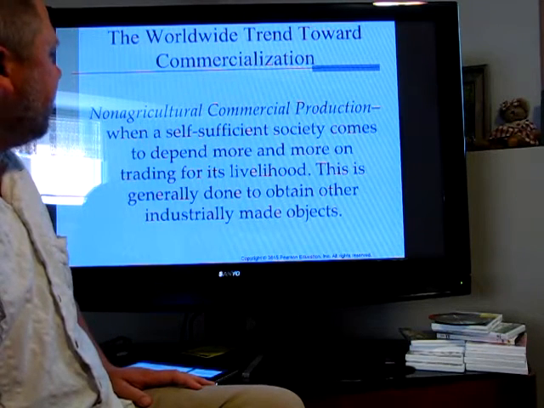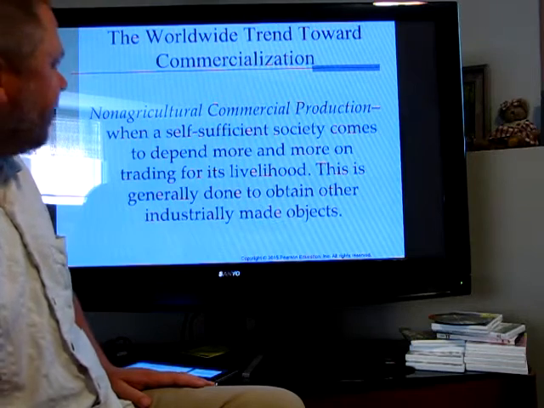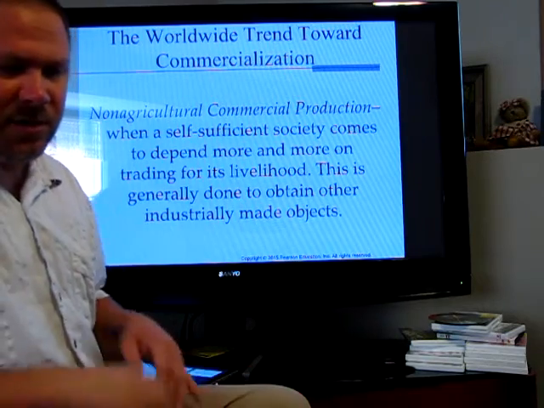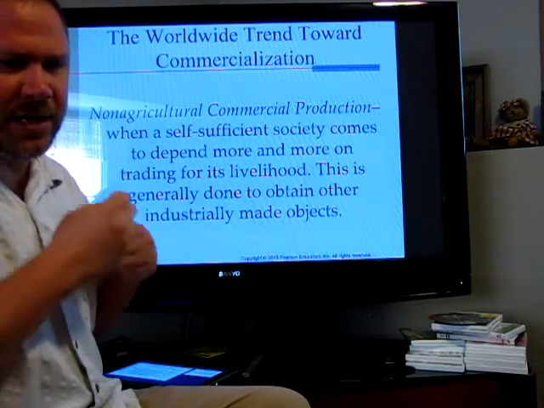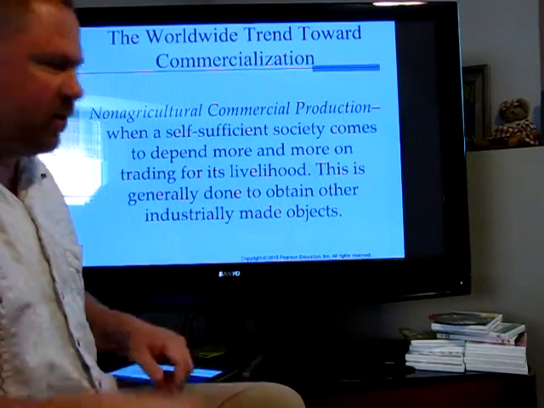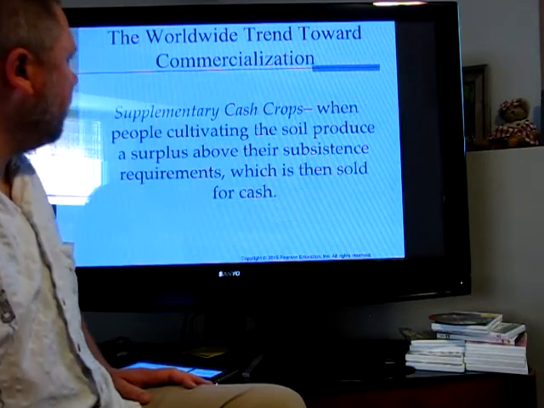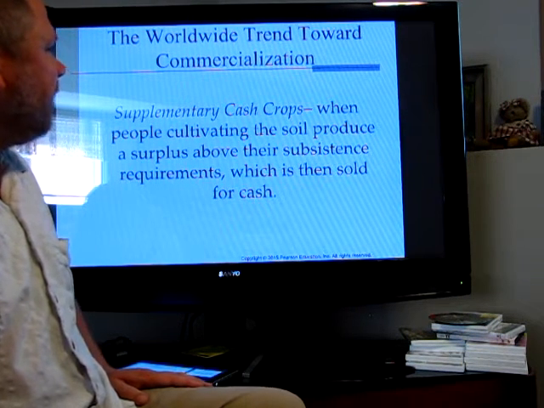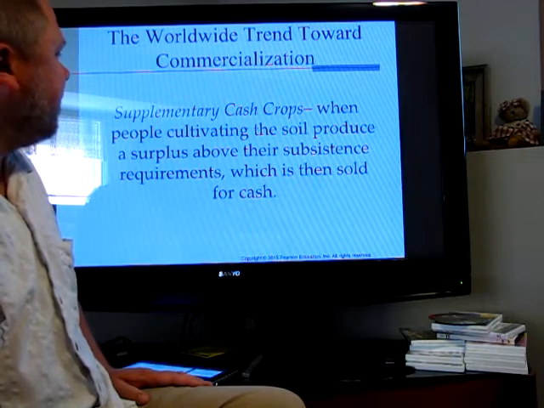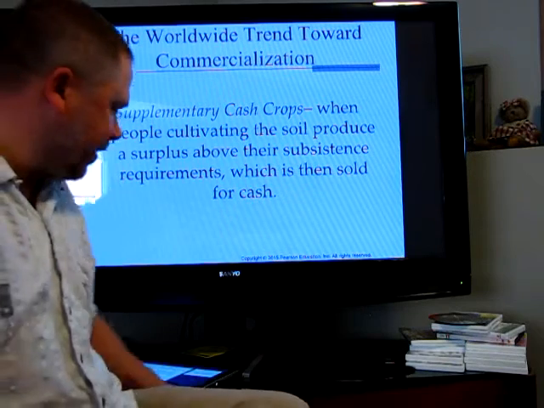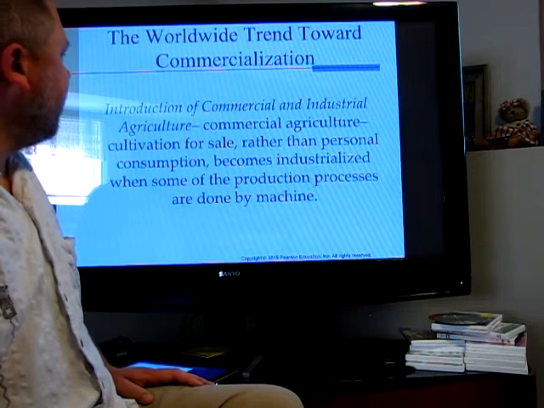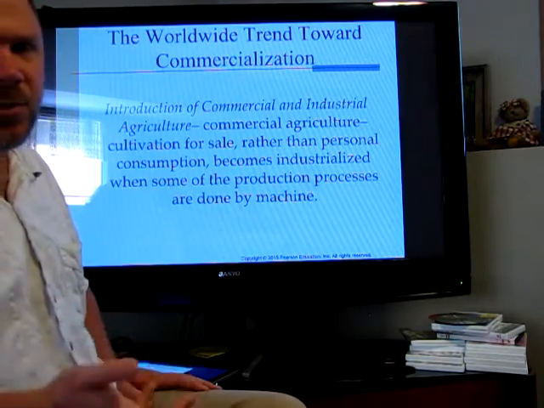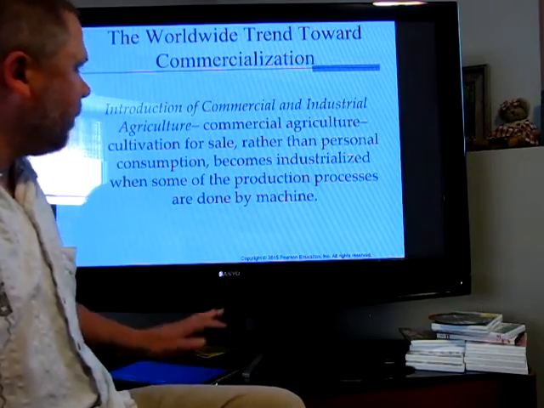Non-commercial agricultural production is when a self-sufficient society becomes dependent more and more on trading for its livelihood. This is generally done to obtain other industrially made objects. So it might be that your particular society is putting less focus on the agricultural aspect and more on trading. So supplementary cash crops, when people cultivating the soil produce a surplus above their subsistence requirements, which is then sold for cash. And again, commercial agriculture, this introducing of, hey, this is how our production process works, and it may work for you as well.